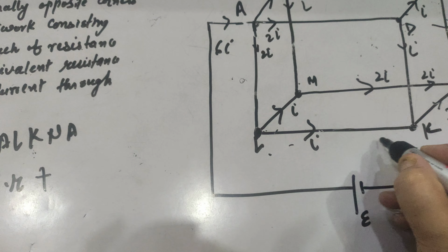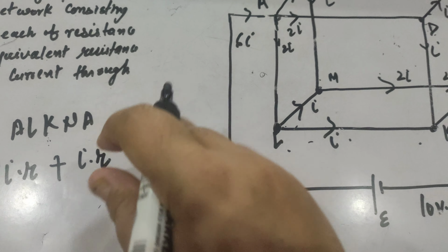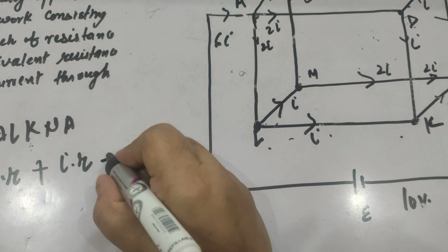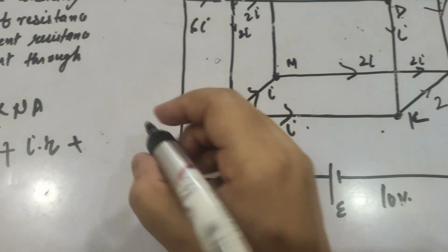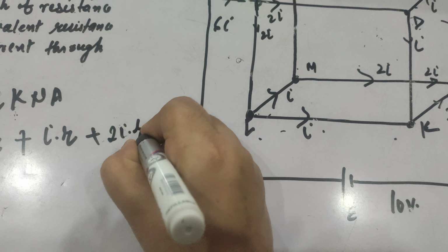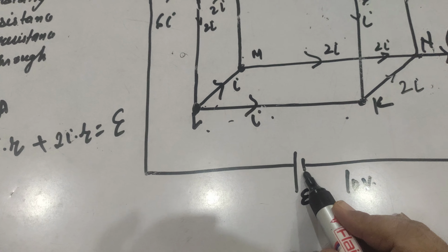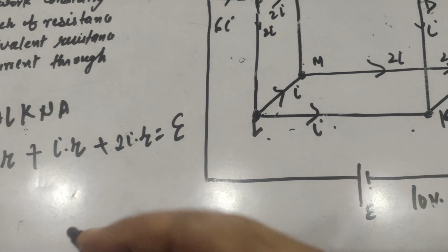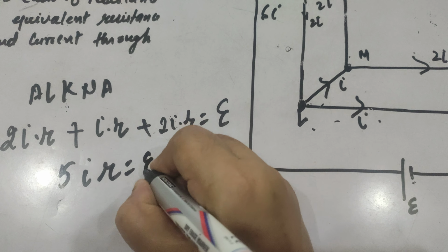When we move across this path, this becomes I into R. Why positive? Because we are traveling in the direction of current. Again, in this direction KN, 2I into R. So 2I into R plus I into R plus 2I into R is equal to EMF. EMF is taken to be positive because we are traversing the loop and the negative terminal is encountered first. So that becomes 5I into R is equal to EMF.